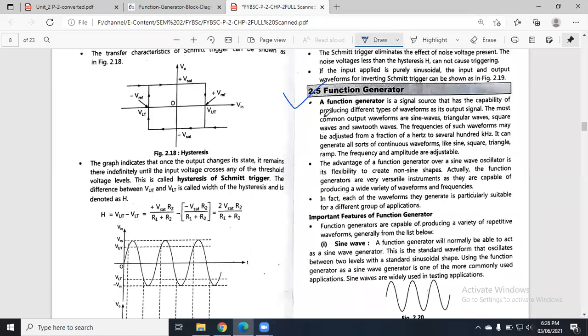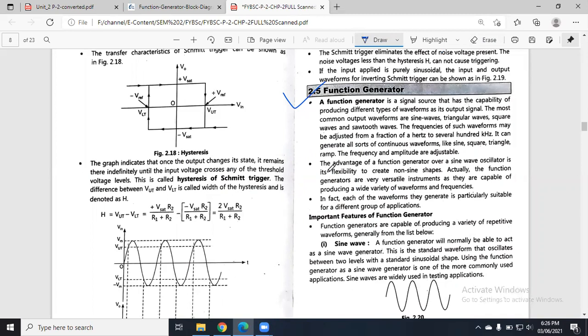Now what is a function generator? A function generator is a signal source that has the capability of producing different types of waveforms at its output signal. Basically, a function generator is a device whose input is one fixed quantity and it has multiple different outputs. Which kind of output is it going to produce? It is going to produce different functions. Suppose it is producing a sine wave here, a triangular wave here, a square wave here. This is what we call a function generator. It is a device which is able to produce different types of functions at its output.